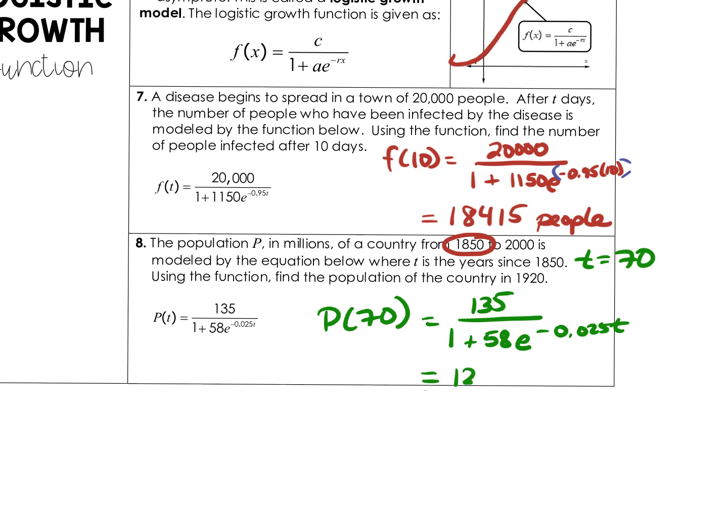So I'm getting 12.19, and since our unit is in millions, this is going to be million people. So these are a couple kinds of exponential models you can see. So go ahead and work on the assignment and let me know if you have any questions.